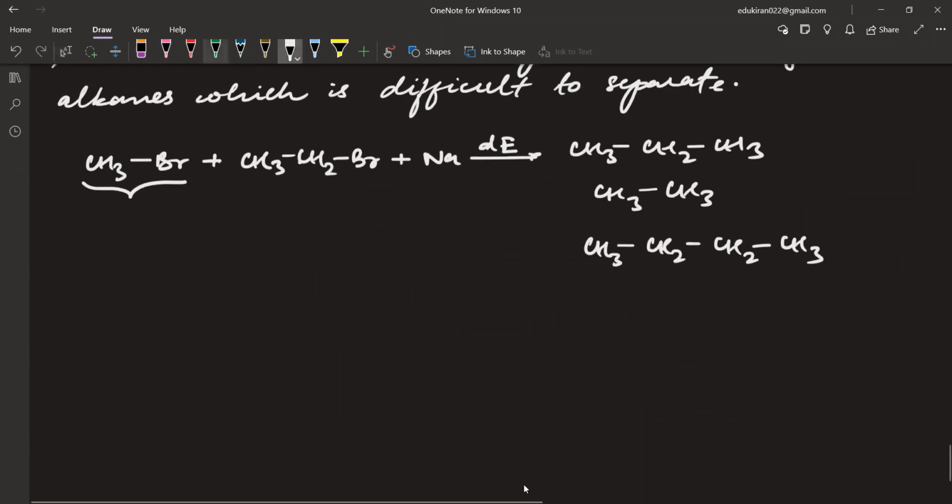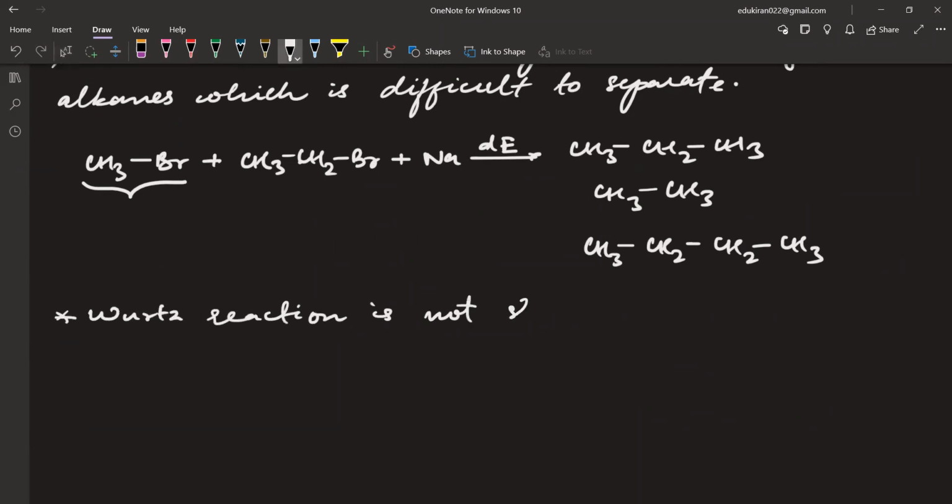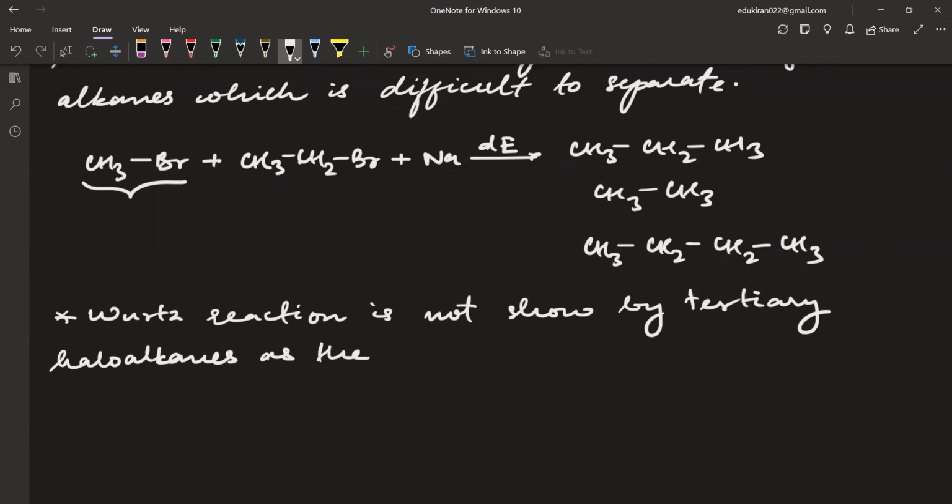Another point we will write. Wurtz reaction is not shown by tertiary haloalkanes, as they undergo elimination and form alkene.